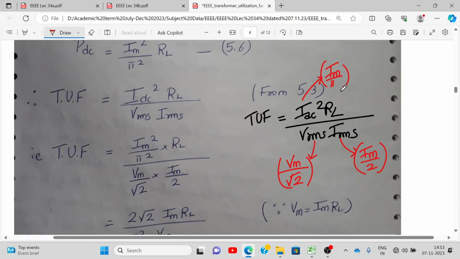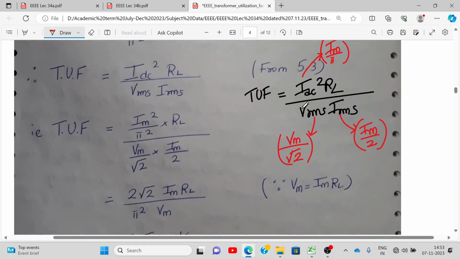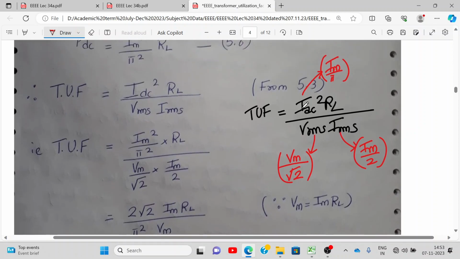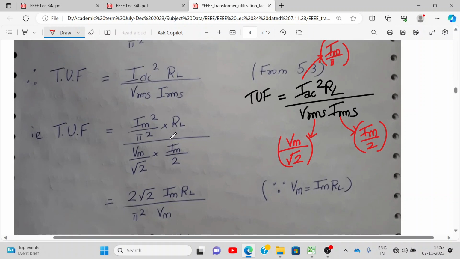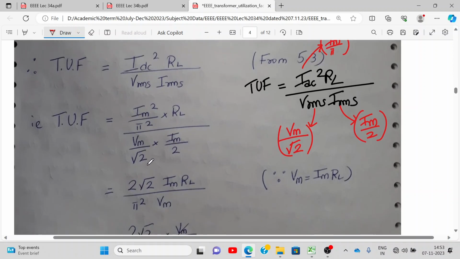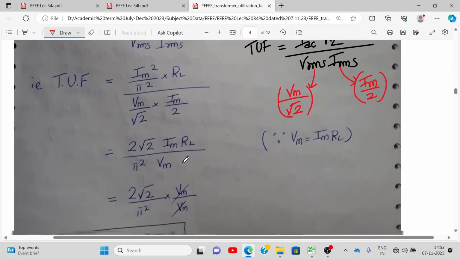Can you see that red color what I have written over there or not? Okay. So IDC is Im upon pi. VRMS is Vm by root 2. I have explained you why. IRMS is Im by 2. That also I have explained you all why. So substitute in this and find out the answer. So it will be Im square by pi square into RL divided by Vm upon root 2 into Im upon 2.